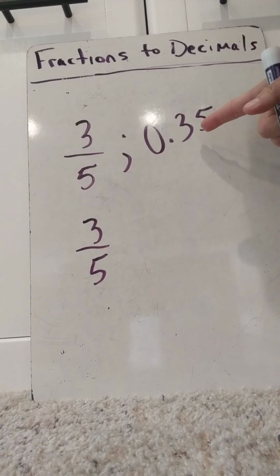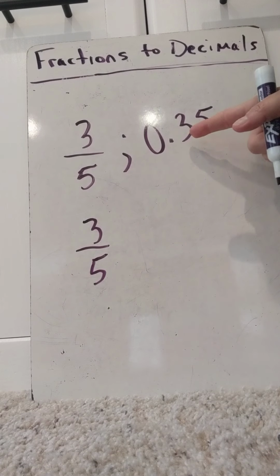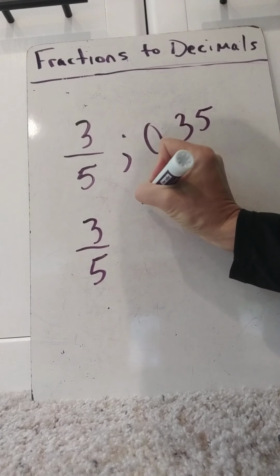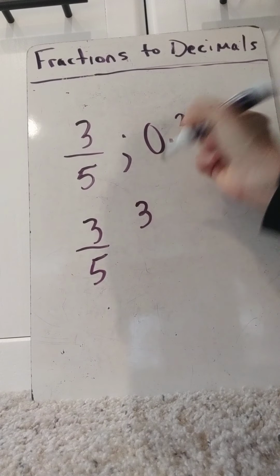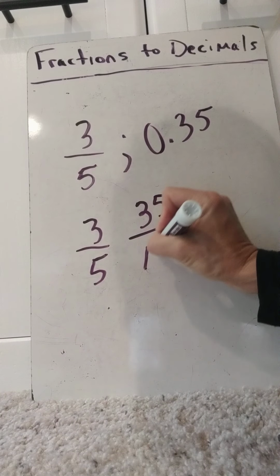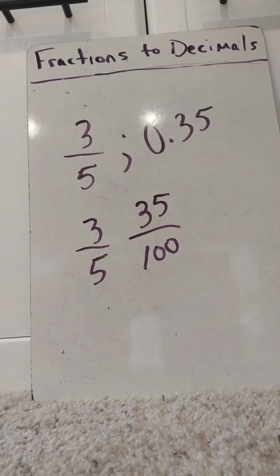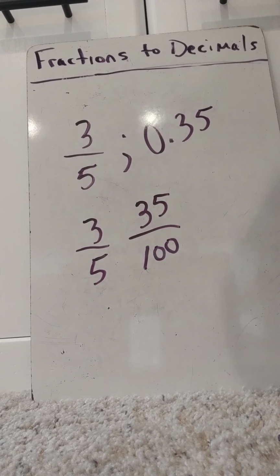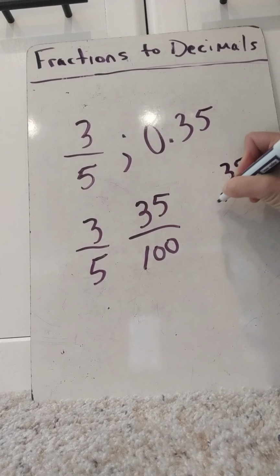Now, how would I read this decimal? This decimal is read 35 hundredths because that 5 is in the hundredths place. So I'm going to write it just like I say it, 35 hundredths, 100. Okay. Now remember, you cross multiply. Okay. 5 times 35 is what? Well, if you don't know that, and I don't even know that, you have to multiply on the side.